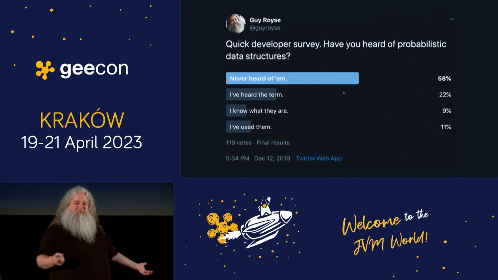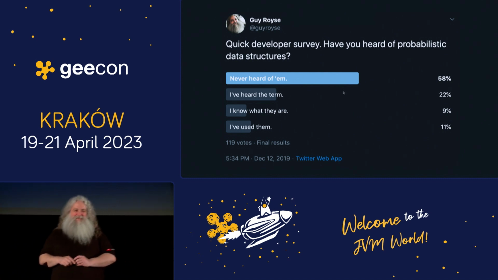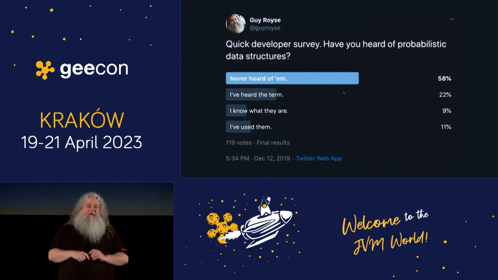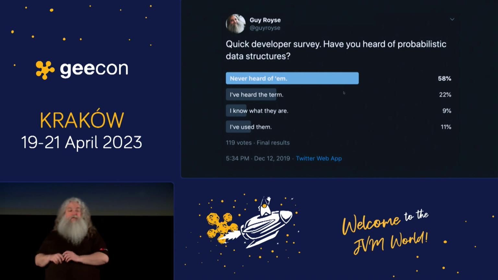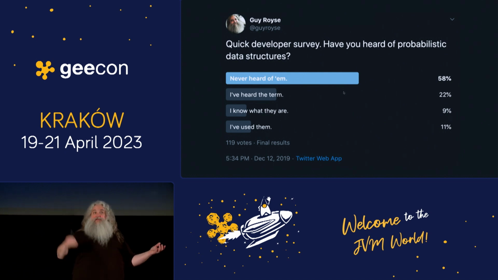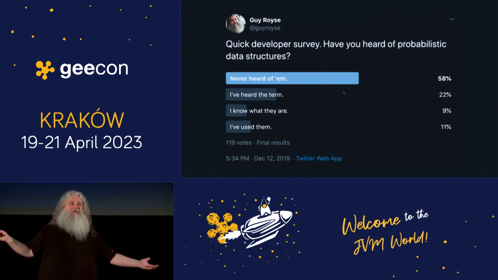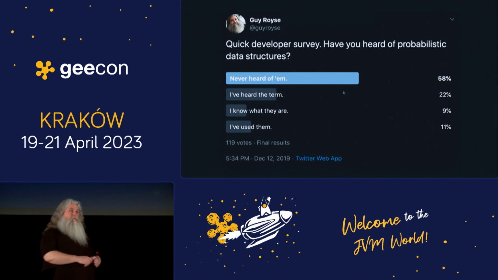These are developers we're talking about. It's like, well, literally speaking. The other 20% were split pretty much down the middle between knowing what they were and having actually used them. So, if you don't know what probabilistic data structures are, you're in good company. Most people don't.